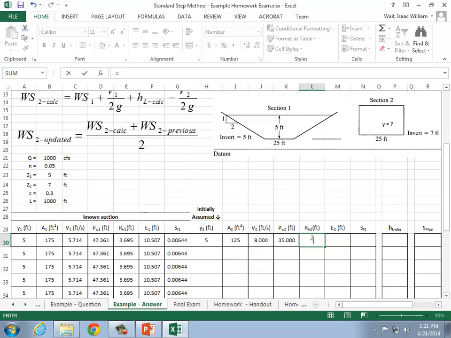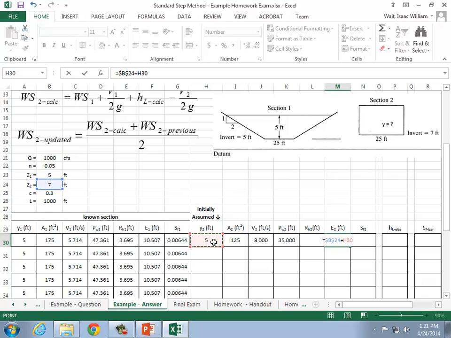The hydraulic radius is the cross-sectional area divided by the wetted perimeter. And now the energy at 2 is the same formula as the energy at 1, but just referring to whatever the characteristics are at location 2. And so we know we have to include the distance between the datum and the channel bottom. And I'm going to anchor that reference because it's not changing. The channel at section 2 is 7 feet above the datum and will be regardless of what I guess for the depth.